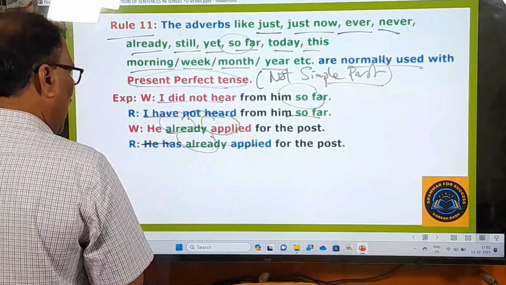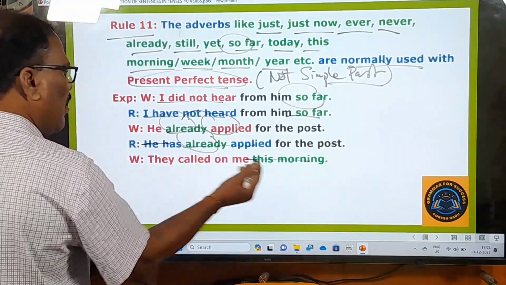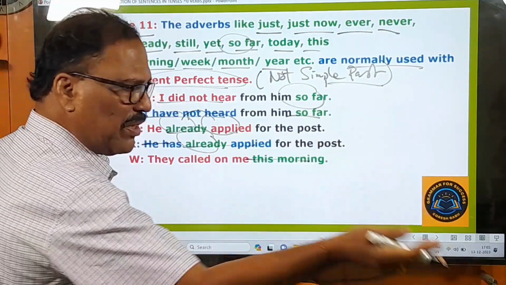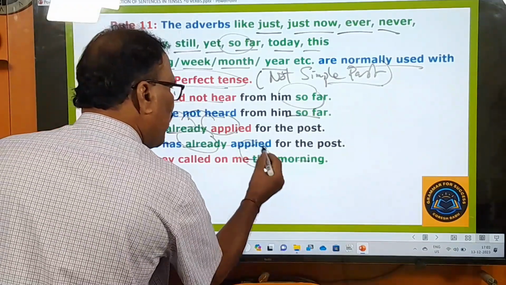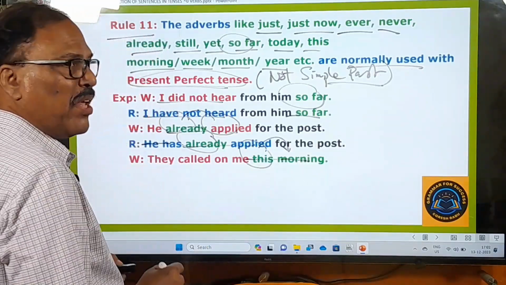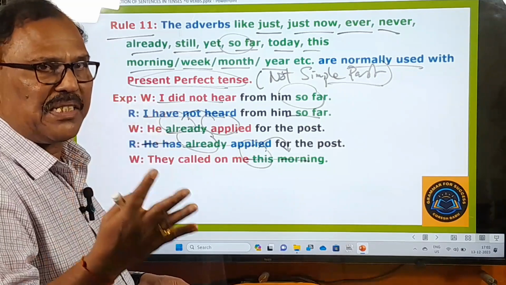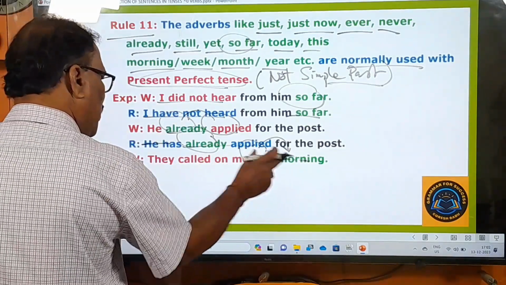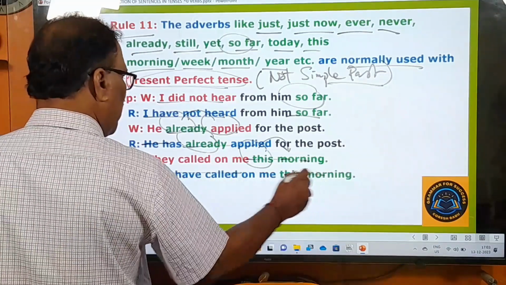Okay, right. And similarly, they called on me this morning. They called this morning, this afternoon, this evening, you can say this month, this week, this year. Whenever you make mention of such time, that indicates the present tense only. It gives you the feeling of the present tense. So whenever this is used like this, you should use only present perfect. They have called on him this morning, right?